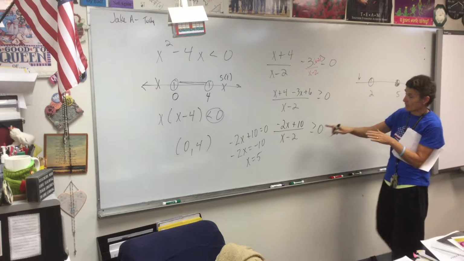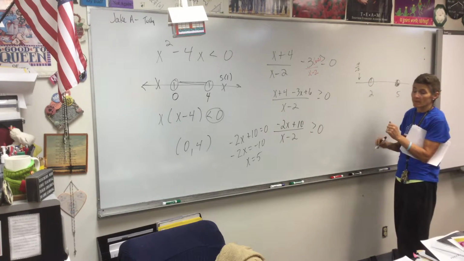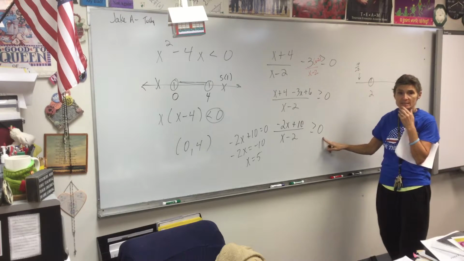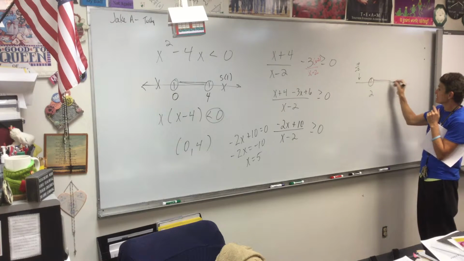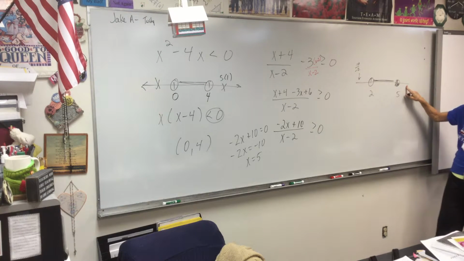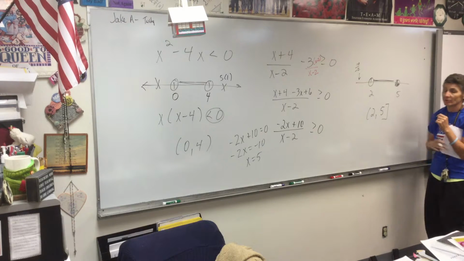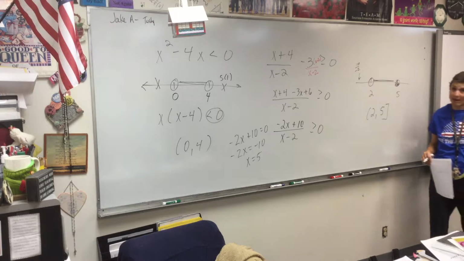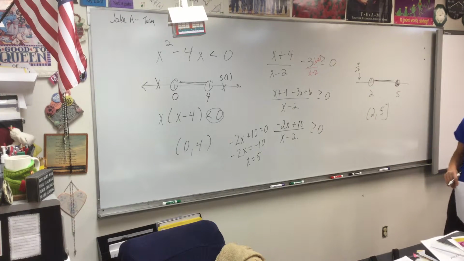When I put 0 in, I get 10 over negative 2. Is that greater than 0? Is that number bigger than 0? No. So that didn't work, which means this does and this doesn't. So my answer is 2, 5. The 2 is parenthesed and the 5 is bracketed because the 2 is not included because it's a denominator dot, but the 5 is included.